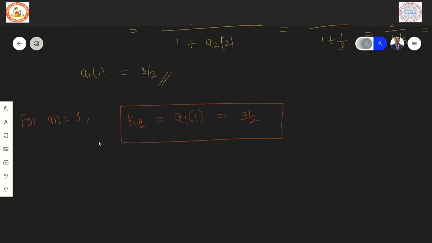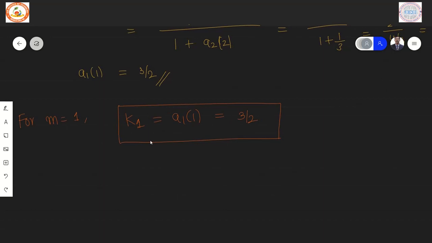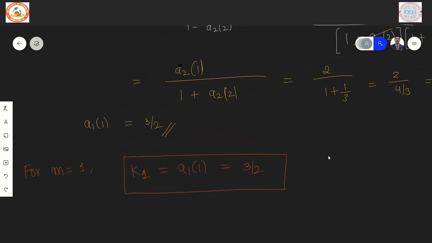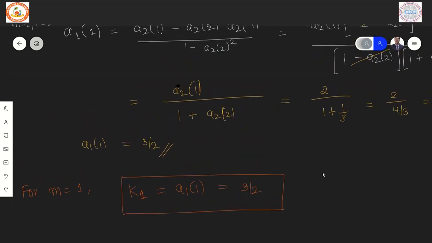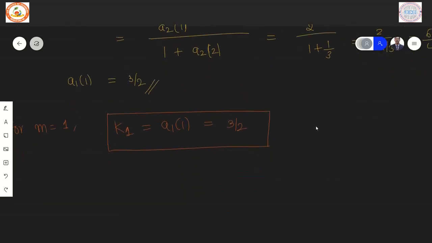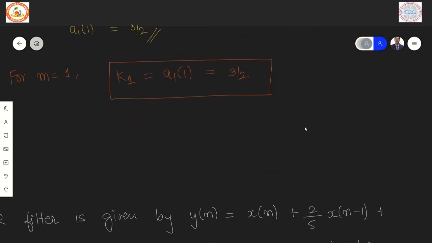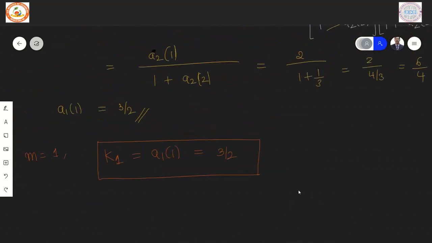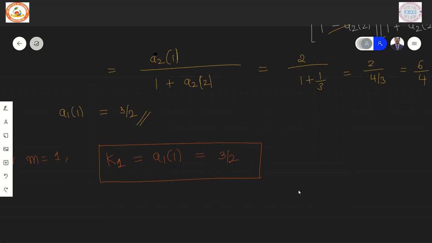And similarly, we can continue for the second equation, but honestly speaking, our requirement was to find the lattice coefficients k1 and k2, and we have done that. So there is no point in proceeding with the calculation. We have got the result. I think it is sufficient. We don't have to continue with the calculation part. So at this stage, we should be able to write the structure.